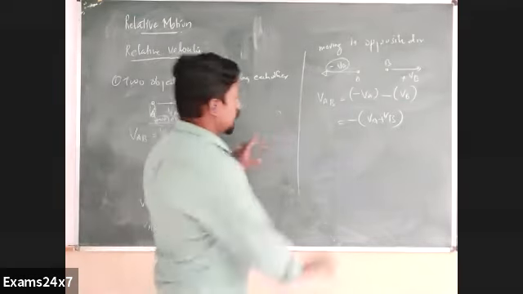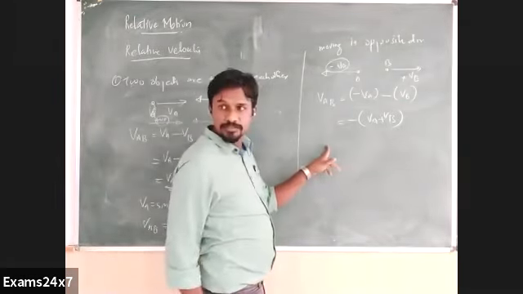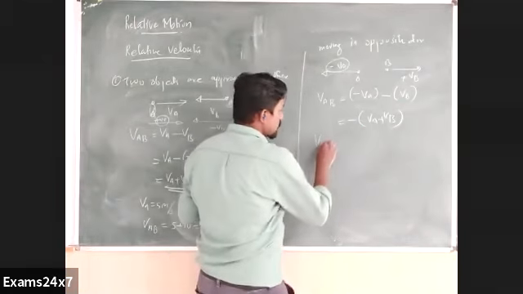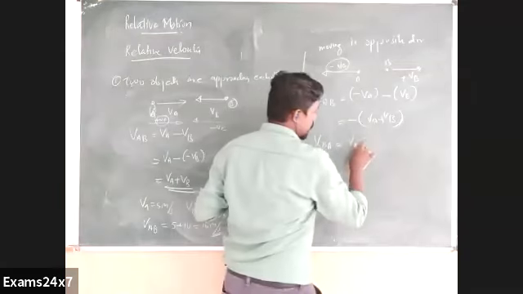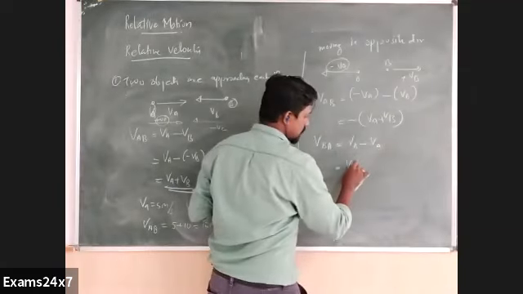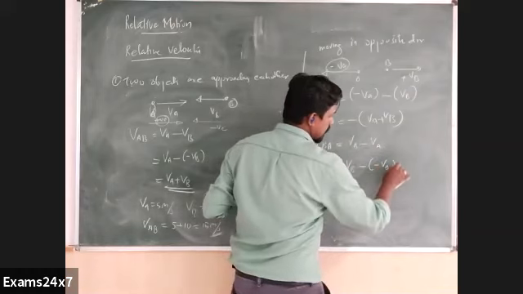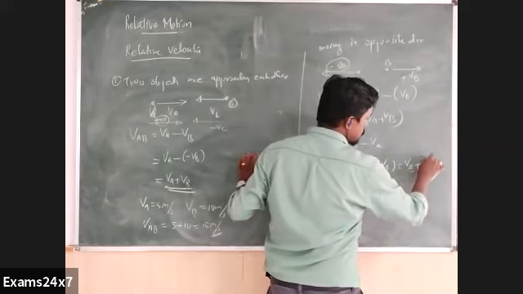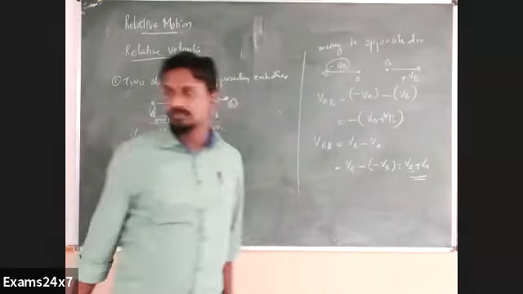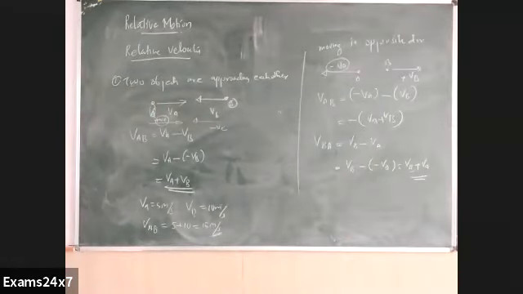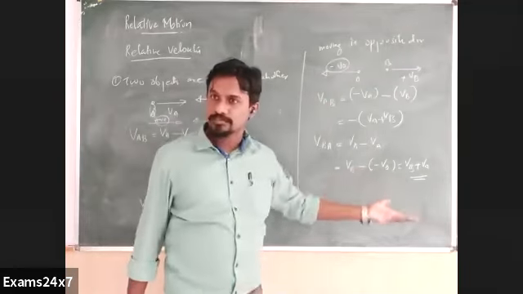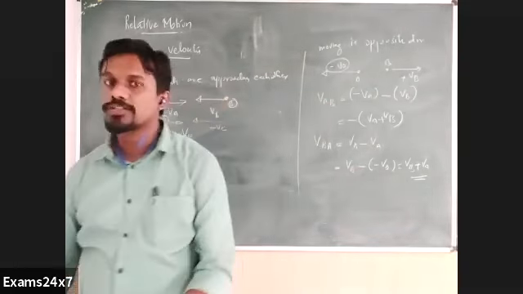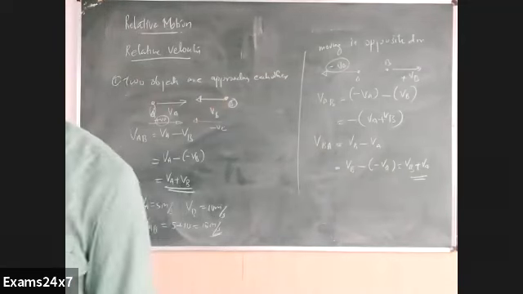Now, will you copy this? Tell me, what is the velocity of B with respect to A? VB minus VA. VB is positive, so VB minus VA is VB plus VA, that is positive. Clear? So VAB is minus of VBA. That's all. VAB is minus of VBA.